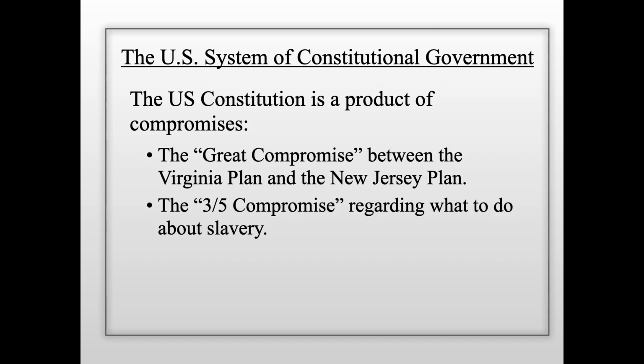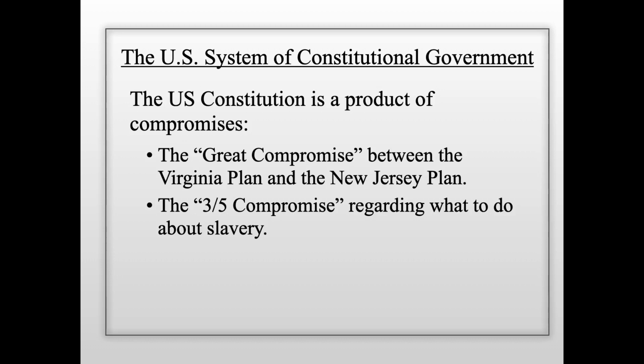Okay, so Virginia put forth a proposal to have representation in Congress based on population, so that every state in the country would have a different number of representatives in the Congress, and the number of representatives would be decided based on the population of a state. So the more people who lived in the state, the more representatives that state would have in Congress.